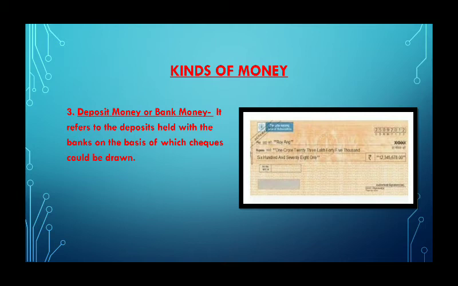Be very careful, children, that checks themselves are not money. It is the bank deposit on the basis of which checks can be drawn, and that is considered to be money. Bank deposits on which checks could be drawn have now become an important form of money because checks are widely accepted as a mode of payment these days, particularly for trade, business, etc. Because a check can be easily used for large transactions, we don't need to carry cash with ourselves. So a check is a very good instrument which can be used in the form of money.